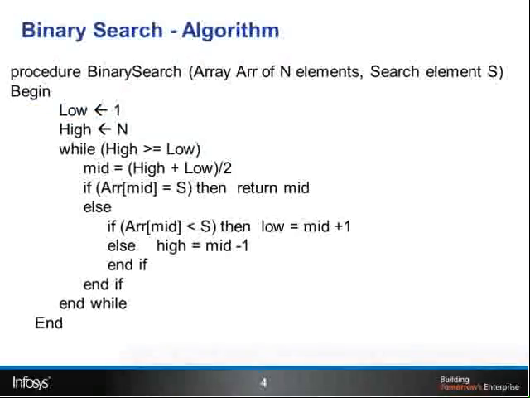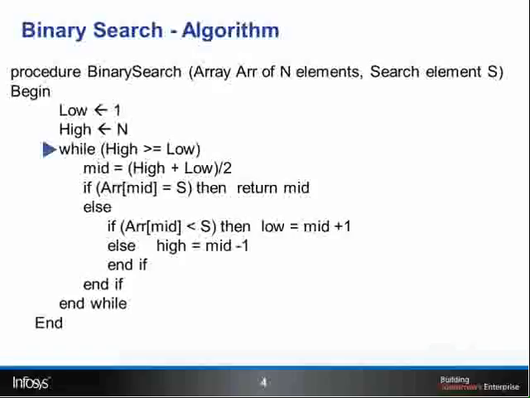Let's quickly look at the algorithm associated with the binary search and compare it with the illustration that we just had while searching the element 40. The algorithm says that initially set the low position value to 1 and the high position value to n. Again, referring back to the previous example, the value of n is 5, the low position is 1.